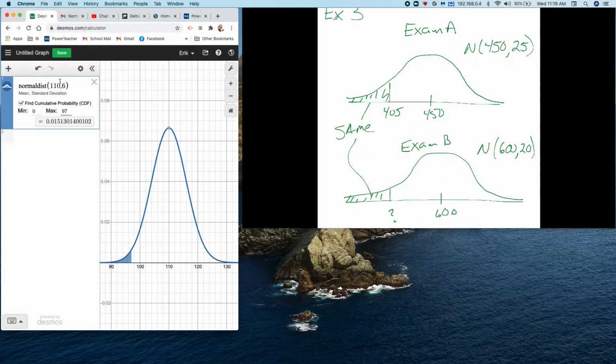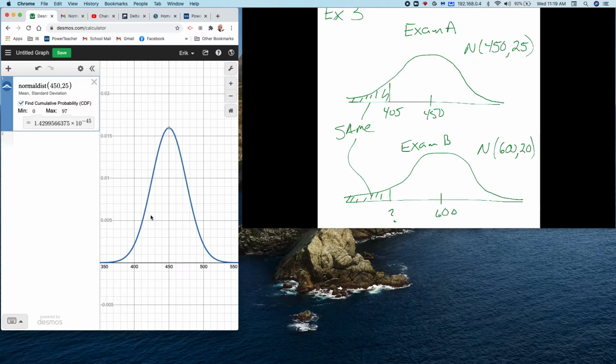So we'll go here, do our normal, and we got 450 and a standard deviation of 25. It's a pretty terrible curve, so we're going to zoom fit it. We get this nice curve here. We're going to put 405 there, and we get a pretty good representation. 0 is an okay lower number. If you want to go lower, you can. Remember, there's very little out here on the tail, so it's going to work out.